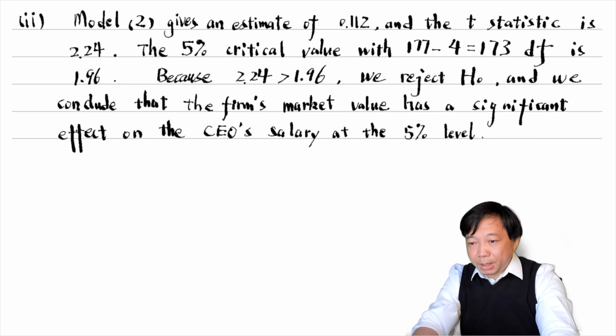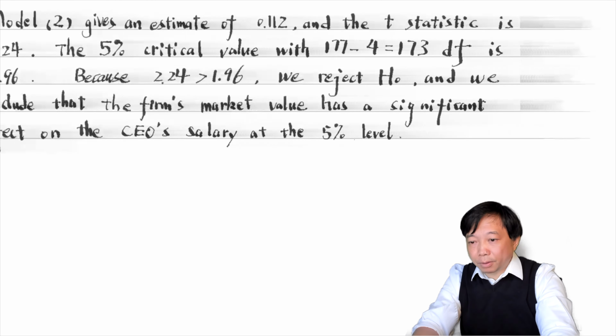Notice that the p-value of the t-statistic is 0.026, which implies that the effect is significant at the 5% level, but not at the 1% level. Model 3 gives a similar result.